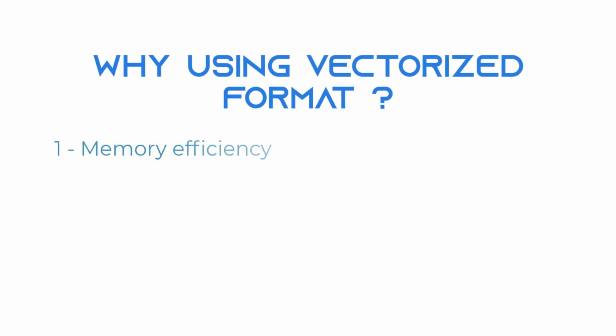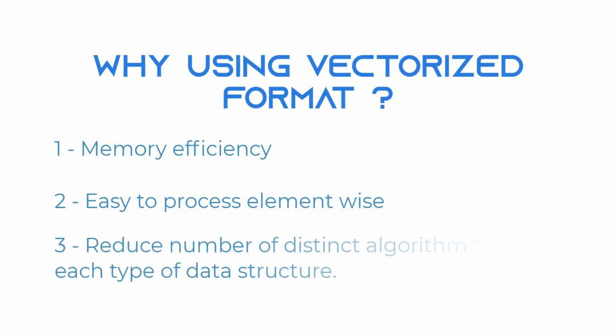So the first reason is because it's more memory efficient, since we don't need to retrieve the full data searching in different parts of memory. The second reason is because it's easier to process element-wise, and that happens a lot inside deep learning, especially with the activation functions. And the third reason is to unify all different data types inside a single algorithm to process them all. Otherwise, we would have to construct a method to process an array, another method to process a matrix, another one to process an image, and so on.